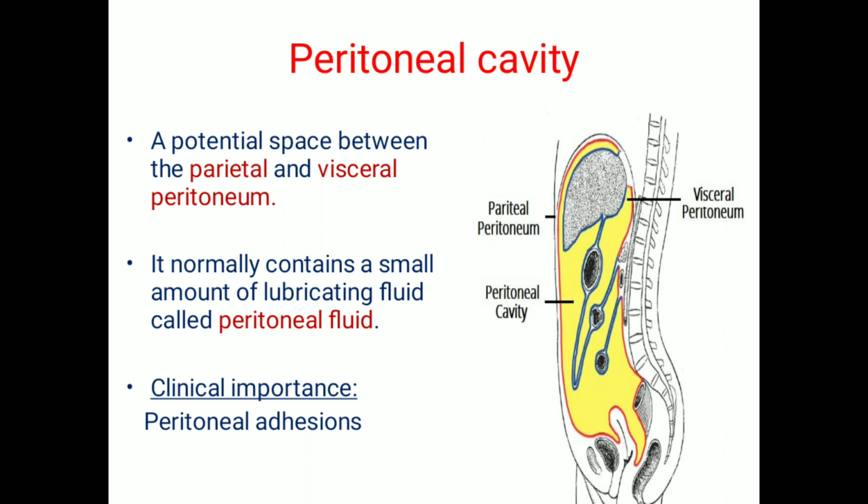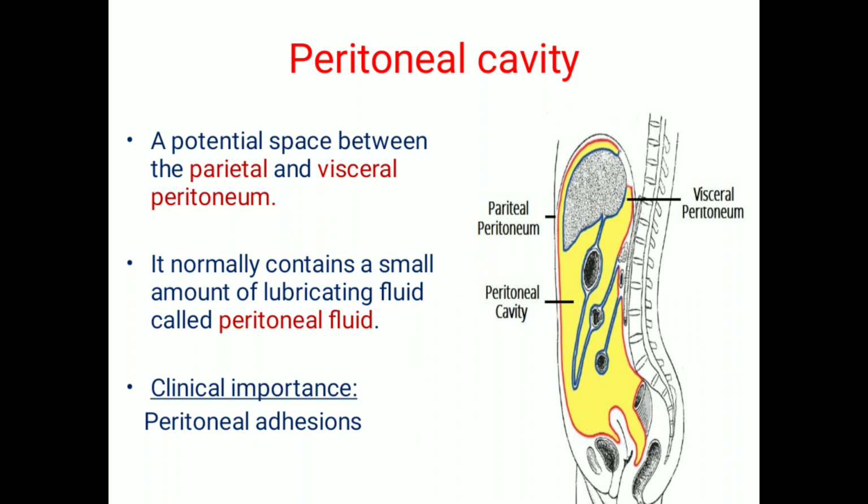Now come to the peritoneal cavity. It is a potential space between the parietal and visceral peritoneum. Here in the diagram, if we see, the space colored by yellow is the peritoneal cavity. It normally contains a small amount of lubricating fluid called peritoneal fluid.